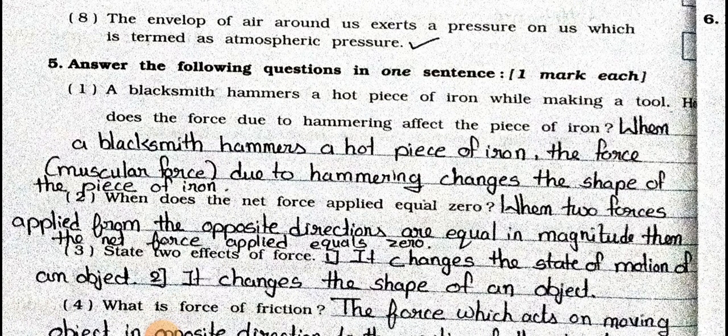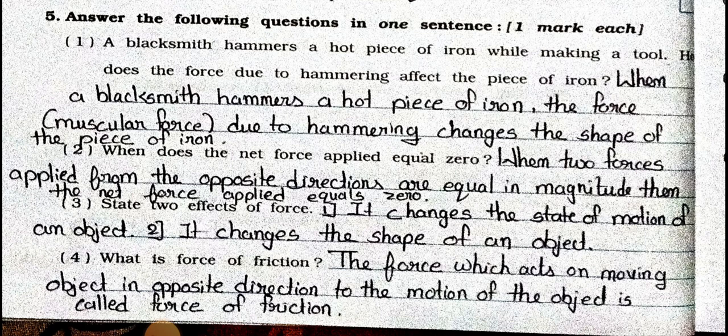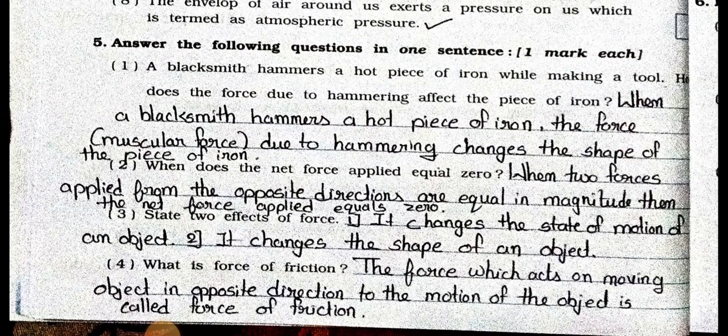Now see Q5. Answer the following questions in one sentence, 1 mark each. Number 1. A blacksmith hammers a hot piece of iron while making a tool. How does the force due to hammering affect the piece of iron? Answer: when a blacksmith hammers a hot piece of iron, the muscular force due to hammering changes the shape of the piece of iron. Number 2. When does the net force applied equal 0? Answer: when two forces applied from the opposite direction are equal in magnitude, the net force applied equals 0.